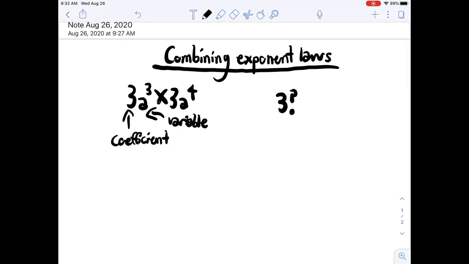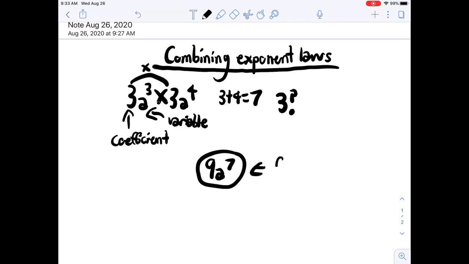But what about the 3's? We are going to multiply them together. So if we were to simplify this expression, it would become 9a to the power of 7 because we're multiplying 3 and 3 and you get 9, and then we add 3 and 4, which equals 7. So 9a to the power of 7 is the final answer.